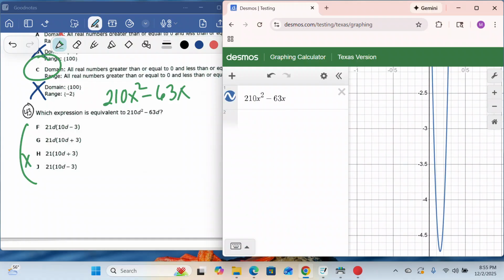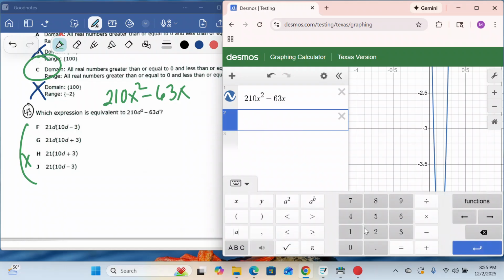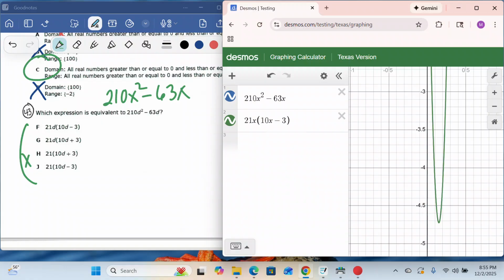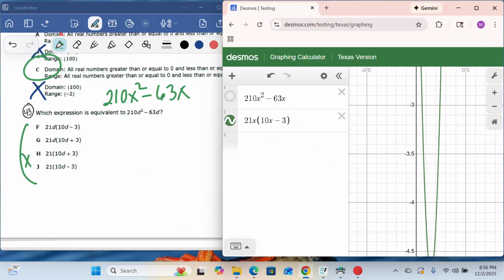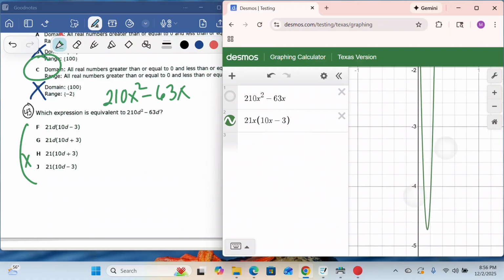Remember, in order for them to be equivalent, I got to make sure that they are equal. So I'm going to input every single one, and hopefully I get lucky on the first one, so I won't have to input all of them. So I'm going to do letter F, 21x, open parentheses, 10x minus 3, close parentheses, and I'm going to look at my green, and I'm going to look at my blue, and they look practically identical. So on the first try, I think I got the right answer.